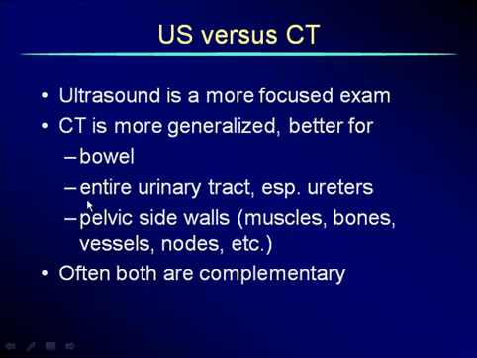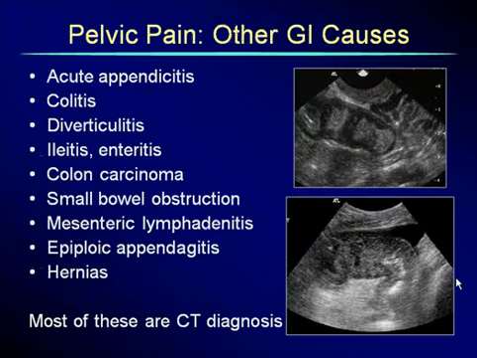It's much better for evaluation of bowel. We see the entire urinary tract, especially the ureters, which we can't see really with ultrasound. We can see pelvic sidewall structures, muscles, bones, vessels, nodes, etc. And when we deal with complicated pelvic situations, often both examinations are complementary.